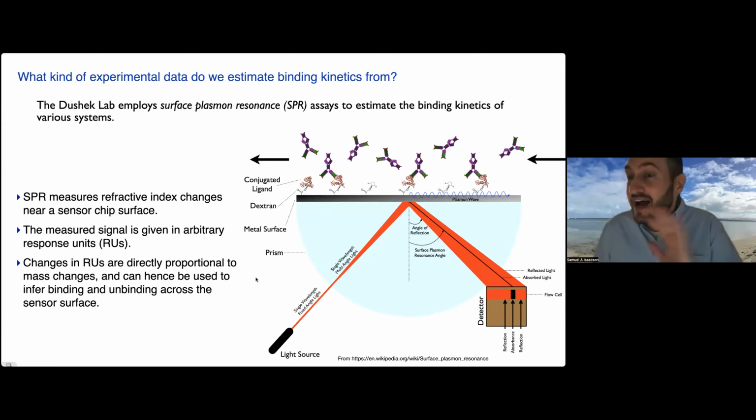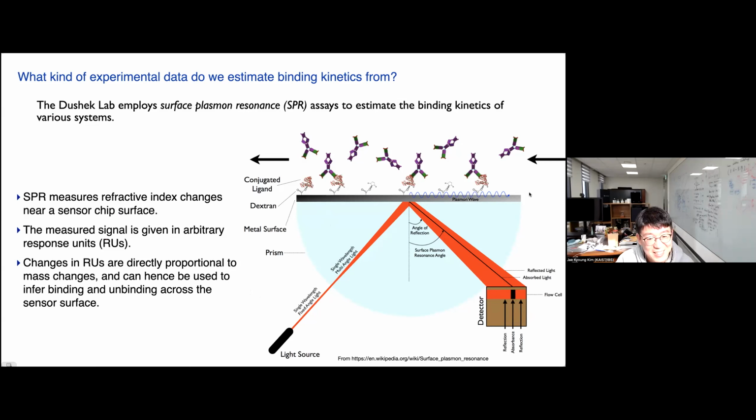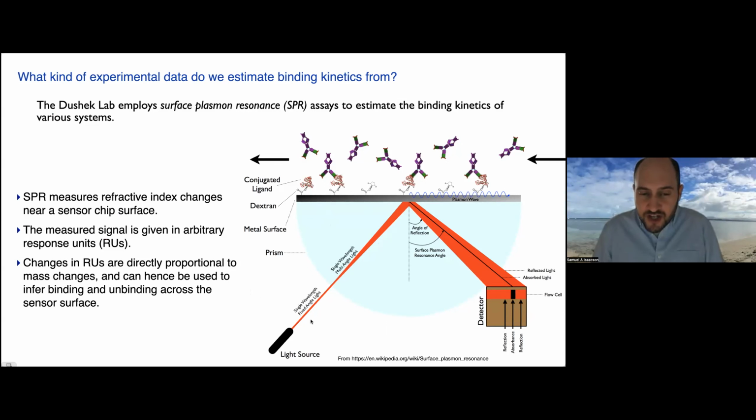But in my naive worldview, you have a sensor surface here, and you are able to shine a light on it and measure changes in the refractive index of the light as the amount of stuff on the surface changes. And so you get a single signal across the whole device, and I'll show you example data in a minute, given in arbitrary response units. But what's useful about this signal is it's directly proportional to the change in mass near the surface. So basically, when the signal goes up, we assume that more stuff is binding at the surface in a proportional way, and when it goes down, it's unbinding.